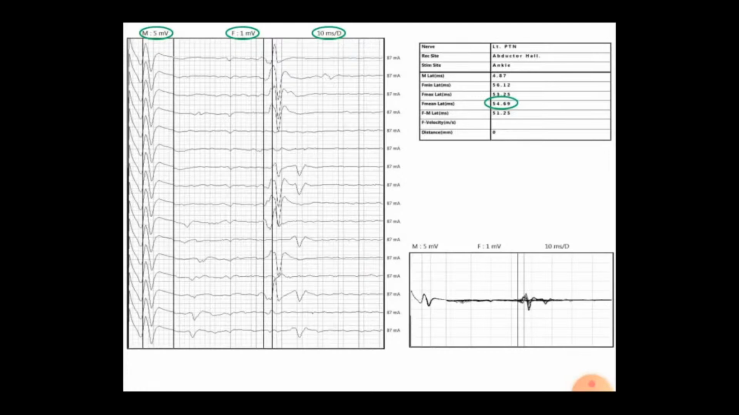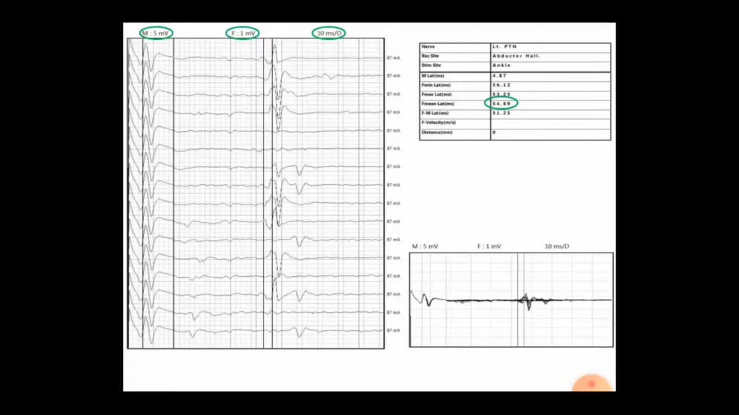The M wave is seen at the gain or sensitivity of 5 millivolt, and the F wave is seen at the gain or sensitivity of 1 millivolt, and this whole graph is at the sweep speed of 10 millisecond per division. Here you have to see the F mean. F mean here is 54.69. For upper limb, F wave latency should be less than 30 millisecond, and for lower limb, F wave latency should be less than 60 millisecond.